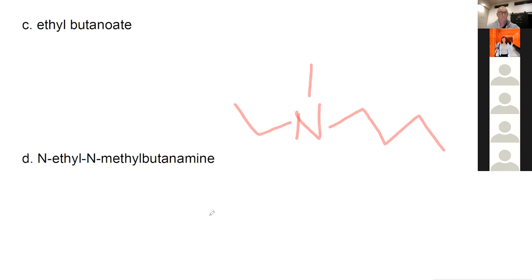I was just wondering, I would think that the methyl group would be branched on the butanamine part. Why would that be wrong? Because it has N-methyl here. If it said N-ethyl and then 3-methylbutanamine, then that would be carbon 1, 2, 3, and we would put a methyl group there. So then this would be a hydrogen.